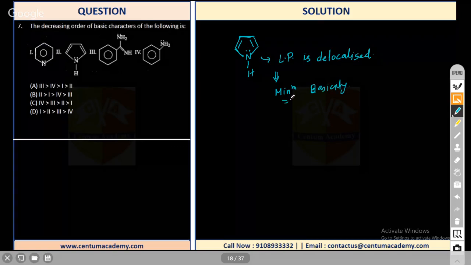Why minimum? Because this also can donate lone pair of electron, and this also can donate, because it is there in the p orbital which is perpendicular to the ring. It is not involved in resonance. This is pyridine, right? So in pyridine, the lone pair is not involved in resonance, but in pyrrole, the lone pair is involved in resonance. So hence, if we compare all these four, this one should have the minimum basic character. Okay, so the second one is minimum, which is only there in the first option. So this one is right.